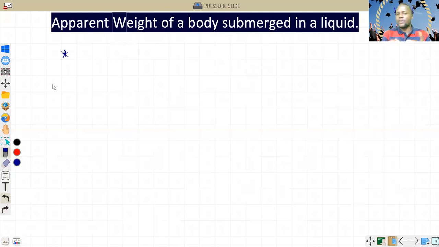Now, what I'm trying to say here is that to get the apparent weight of a body that is submerged in a liquid, we are going to consider using a spring balance. So I can quickly first of all write that apparent weight is also the same thing as the tension.